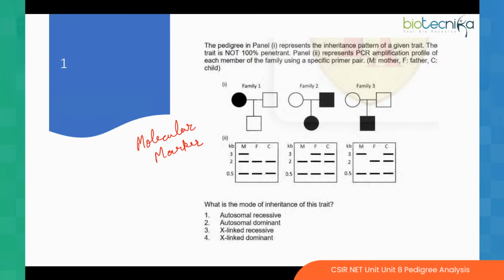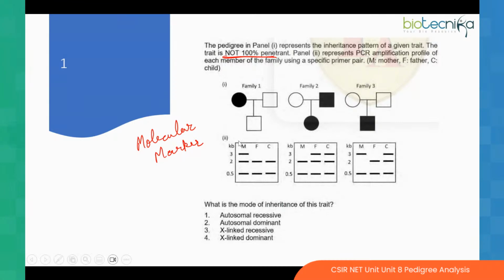So panel 1 represents the inheritance pattern of the given trait. And what is very important that is mentioned in the question is that the trait is not 100% penetrant. So here you should have an understanding of the concept of penetrance also. If a trait is 100% penetrant, it means whoever has the related genotype will show the phenotype. But when a trait is not 100% penetrant, it means even though there is an individual in the population with the related genotype, the expected phenotype will not be there.